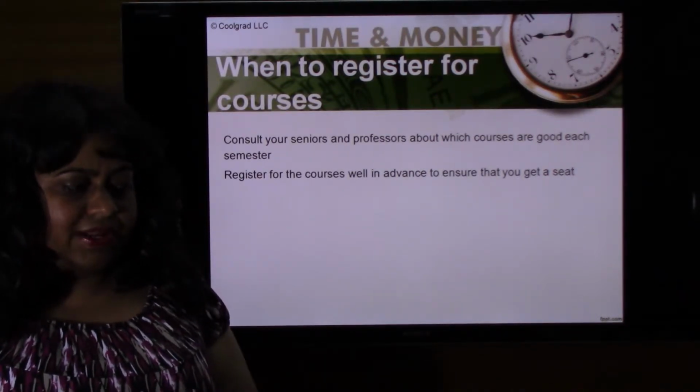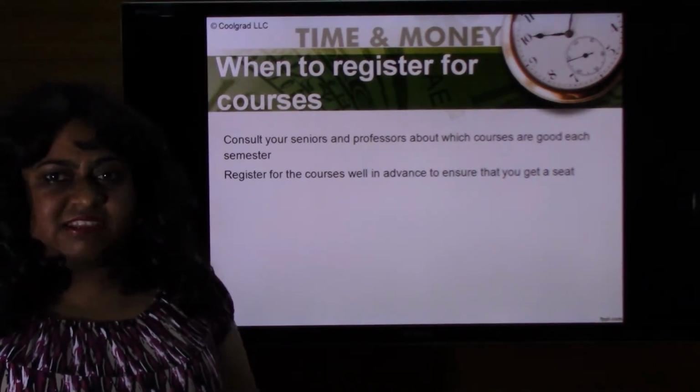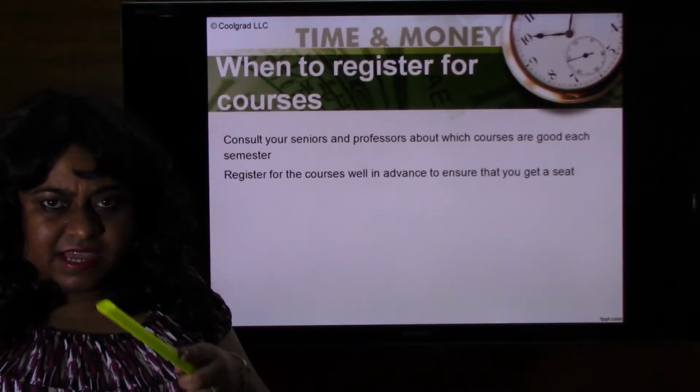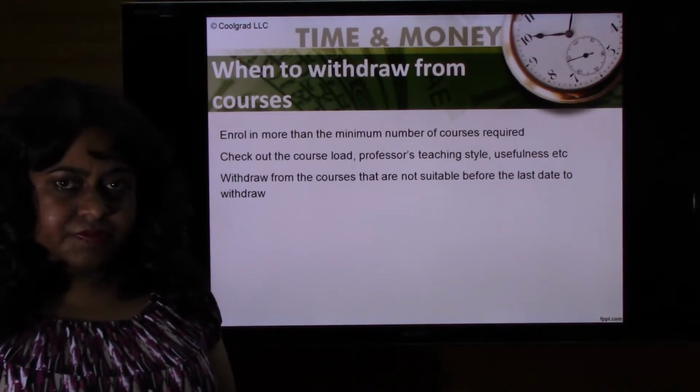And register for courses well in advance to ensure that you get a seat in the class. Sometimes they're very competitive and they may say the class is full, there's no space. So you have to meet the professors, consult your seniors, and decide which courses to take. It's very important.